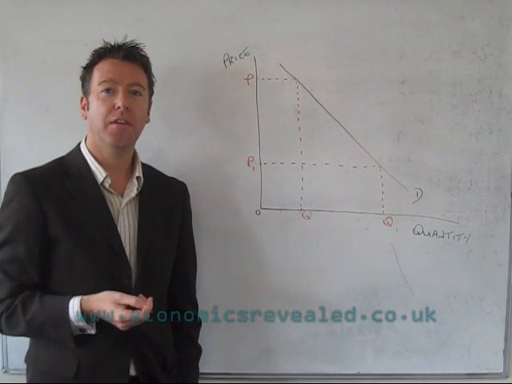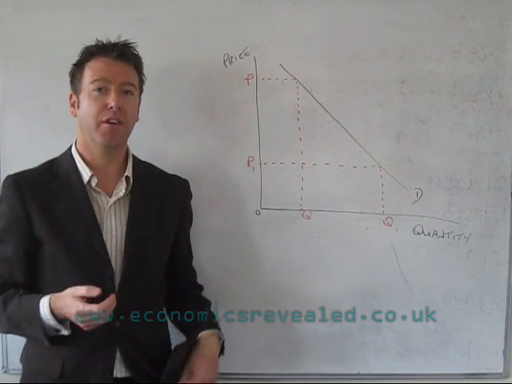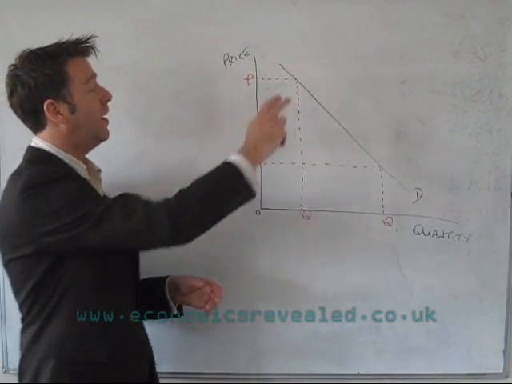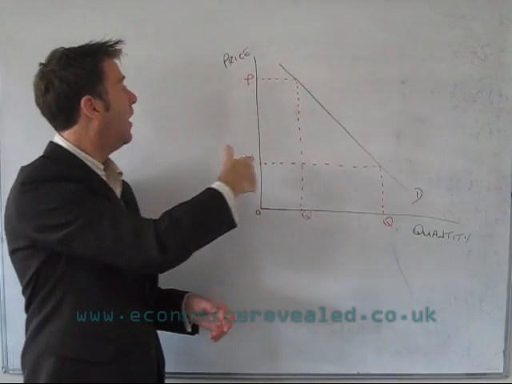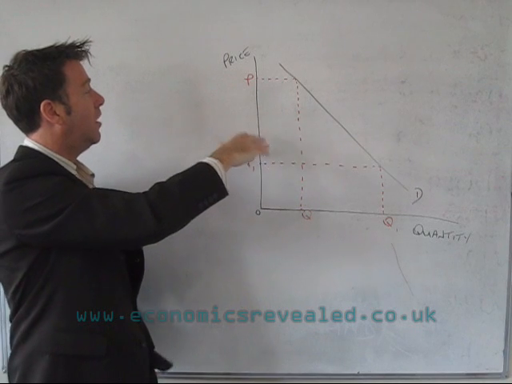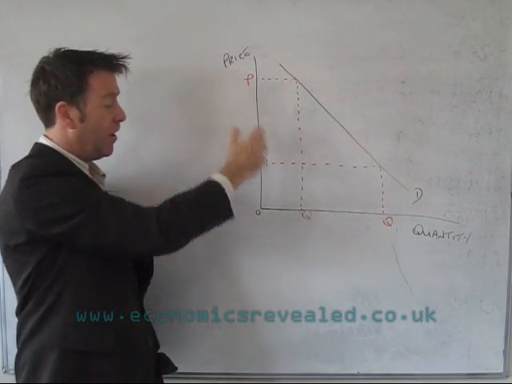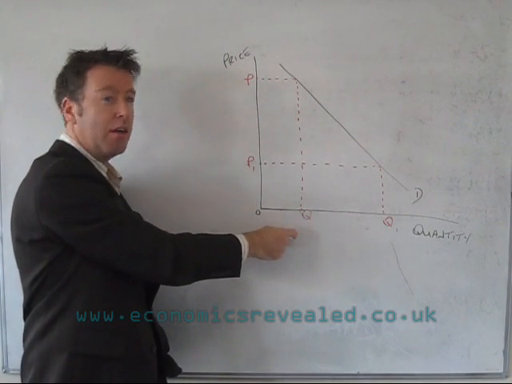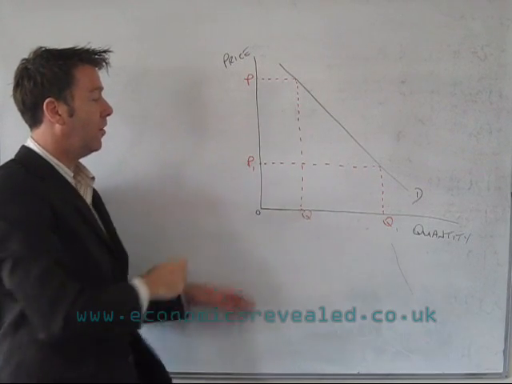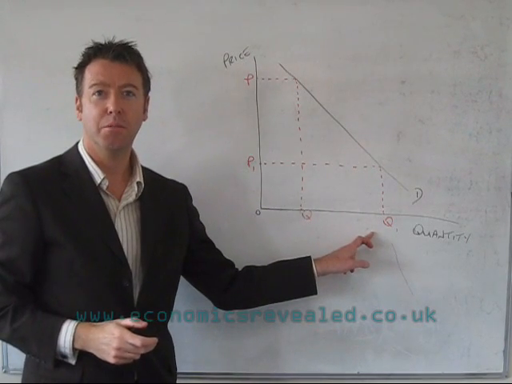The example I used in the previous video was that of yogurt. So we would normally have a title, the demand for yogurt, and if you've got a high price for yogurt, less will tend to be demanded, but as the price of yogurt falls, more will tend to be demanded.